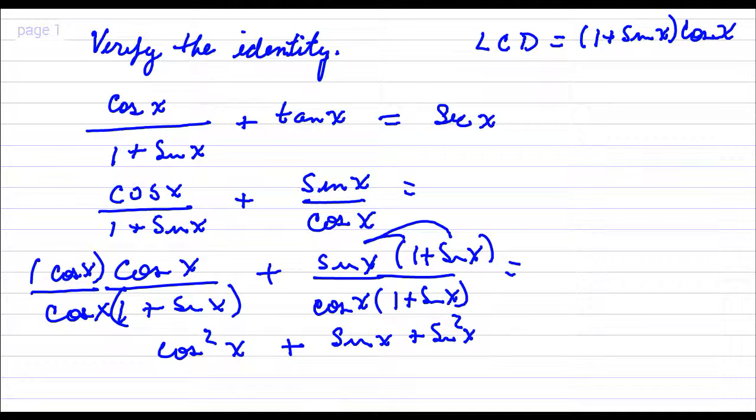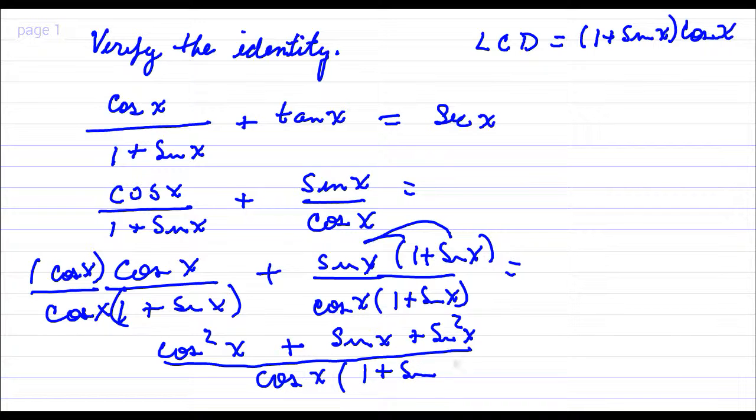I'll just move this out of the way. And all of this is divided by the least common denominator, which is cosine x times 1 plus sine x.